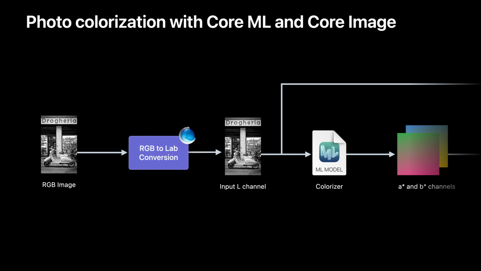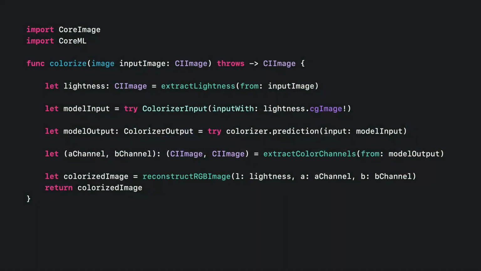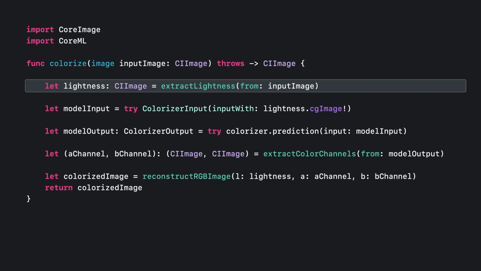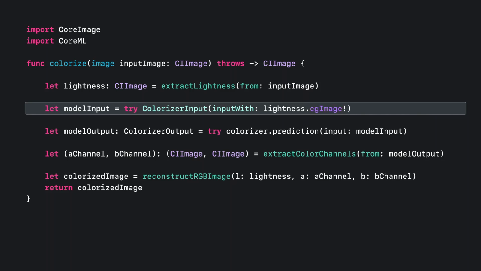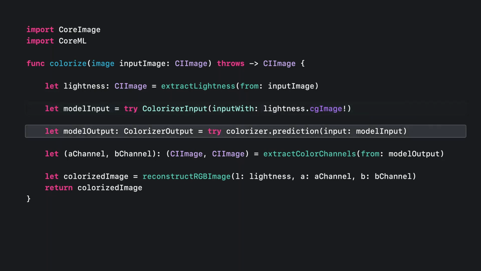Exploring deeper in the documentation, I found that the Core Image framework provides something that can help me with this. So let me show you how to achieve the RGB to Lab conversion and run the prediction using the CoreML model. Here is the Swift code to extract the lightness from an RGB image and pass it to the CoreML model. First, I convert the RGB image into Lab and extract the lightness. Then I convert lightness to a CG image and prepare the input for the CoreML model. Finally, I run the prediction.